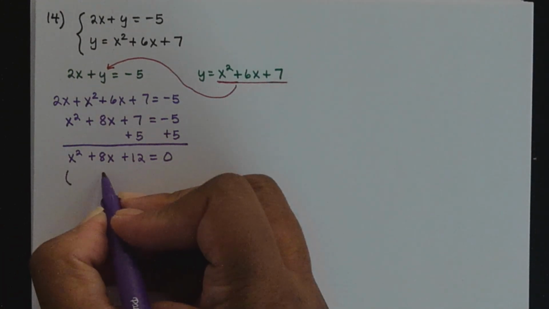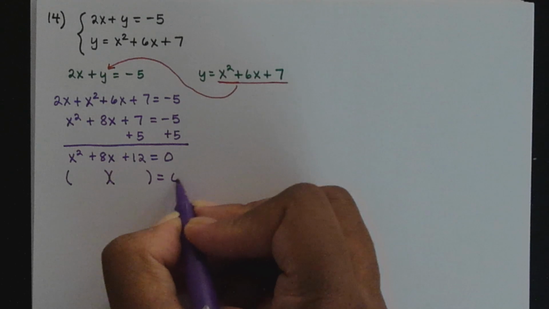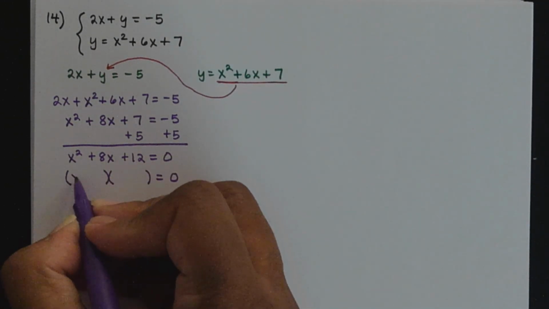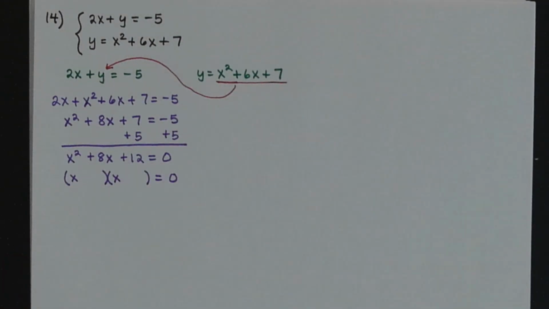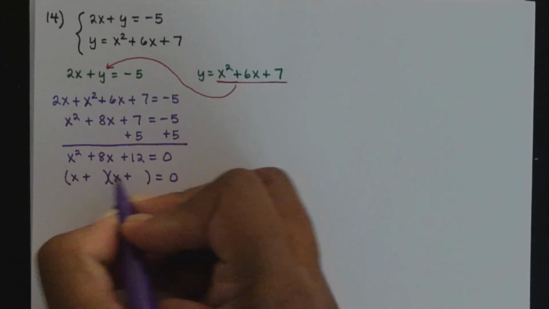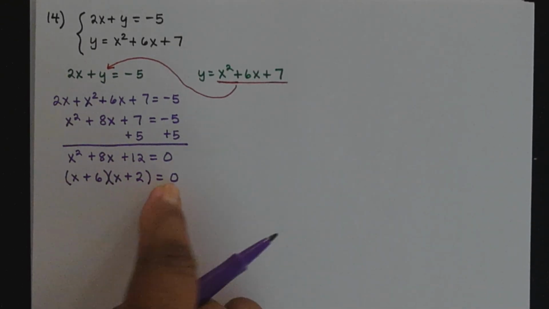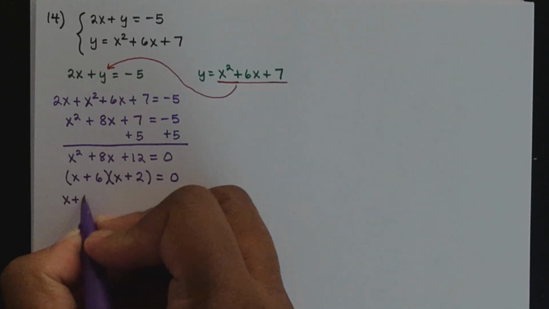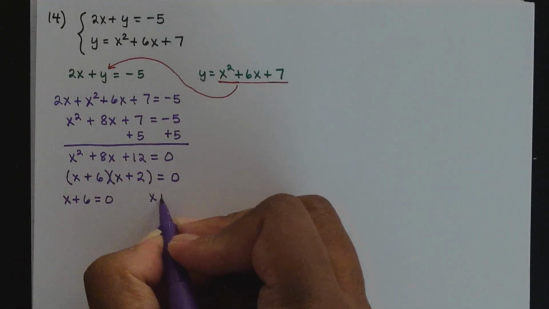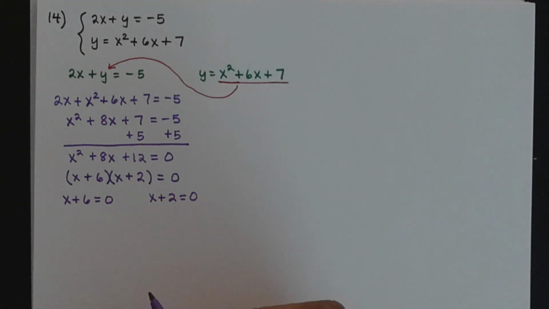And let's see if we can factor the x squared plus 8x plus 12 into two binomials here. I have x squared, that's going to be x and x. Now what factors of 12 would give me 8x as a middle term? 6 and 2. And they both have to be plus because the middle term and the last term have plus signs. So I have x plus 6 times x plus 2 is equal to 0. And then we set each binomial factor equal to 0. So that means x plus 6 is equal to 0 and x plus 2 is equal to 0.